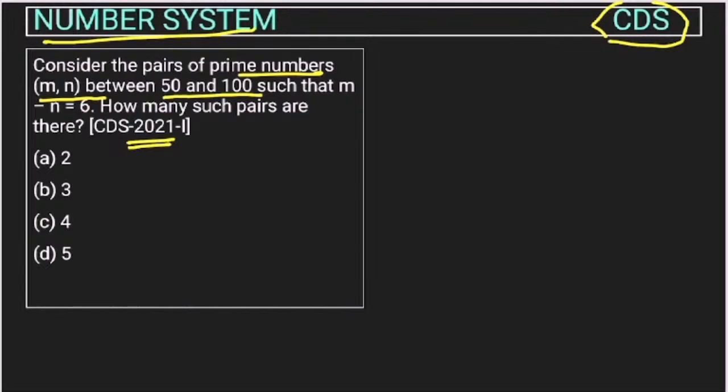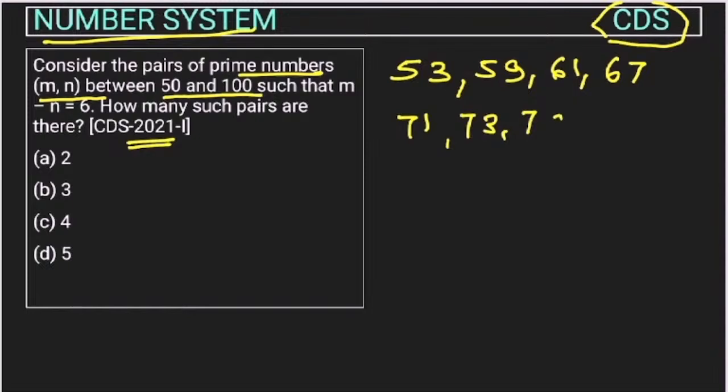It is always better if we know this, because in the exam this will otherwise be very difficult. The prime numbers between 50 and 100 are 53, 59, 61, 67, 71, 73, 79, 83, 89 and 97. So these are the prime numbers between 50 and 100. Now we have to find a pair m and n.